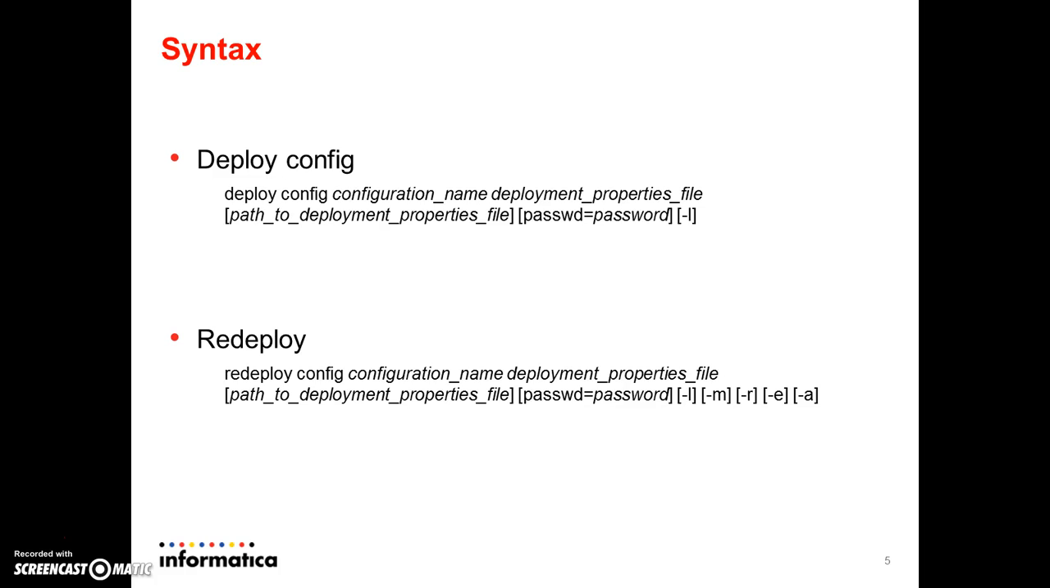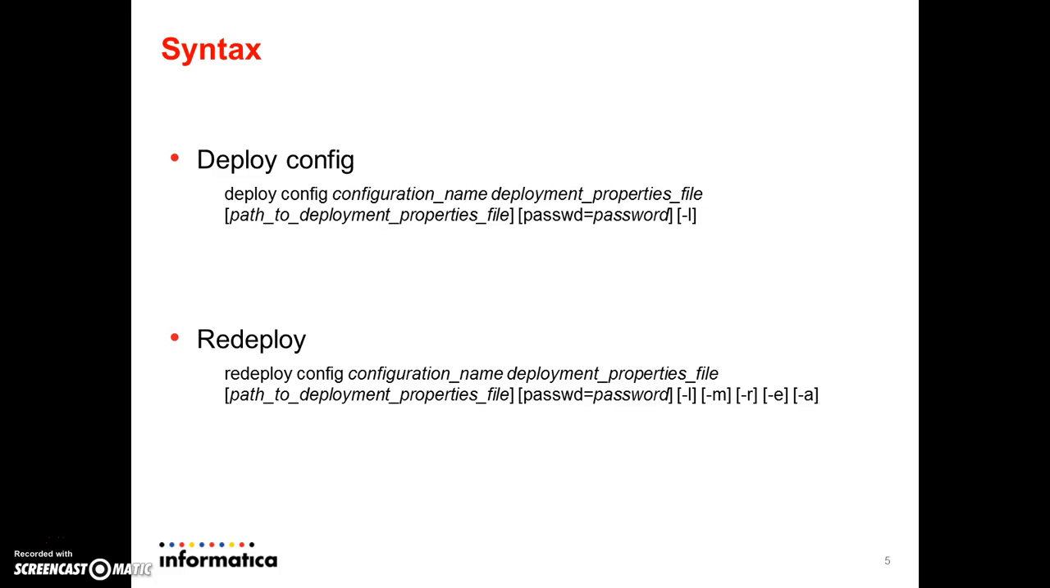Syntax. Deploy a config. To deploy a config, we use this syntax: deploy, config, and the configuration name, then the deploy properties file. There is something called deploy properties file which I'll be showing you next. Then you have to specify its path, its name, and then you have to specify the password which is mentioned in that file if you are using it. Then -L. Here -L specifies local deploy. If you don't specify this option, then it is considered as remote deploy.